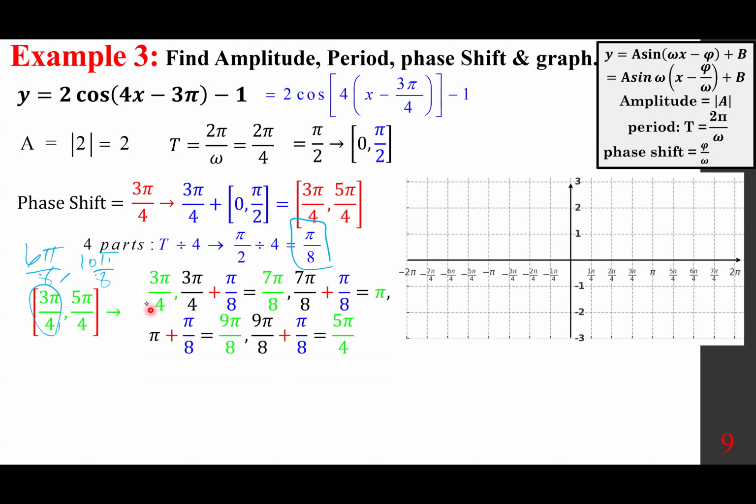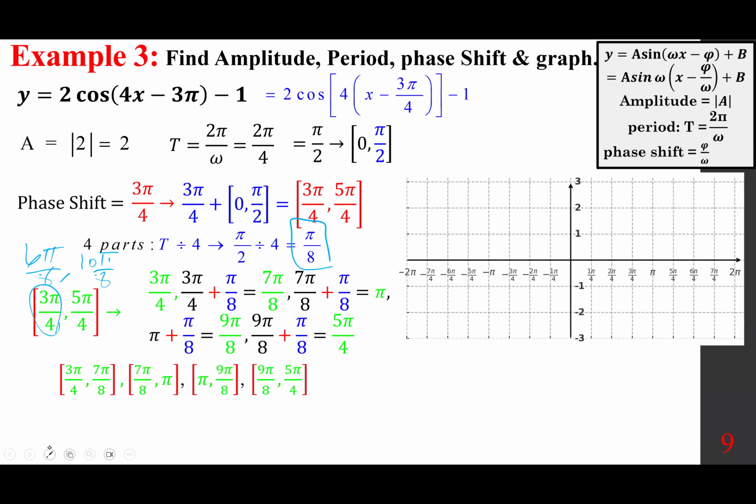Again, I start with the first one, 3 pi over 4. And I add pi over 8, I get 7 pi over 8. Pi over 8, I get pi. Pi over 8, I get 9 pi over 8. Pi over 8, I get 5 pi over 4. So these are the 4 sub-intervals, everybody. So now I want to evaluate this function. I can evaluate this part and then bring it down by 1. You can do both ways. Or just evaluate it right the way it is.